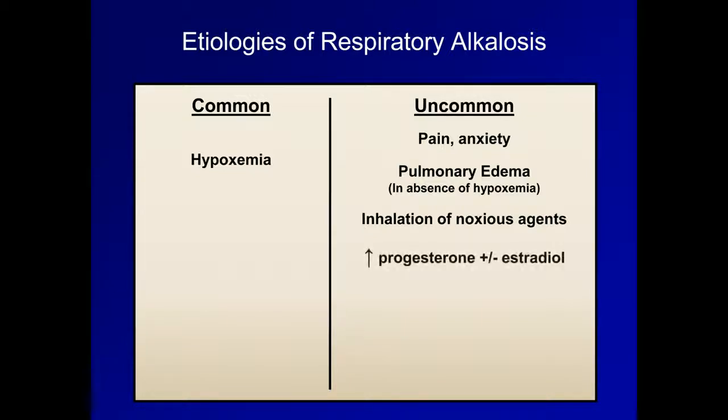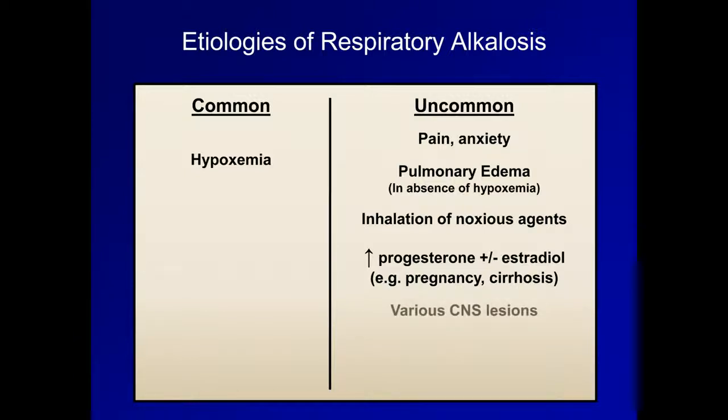Elevated levels of progesterone can lead to respiratory alkalosis, while elevated levels of estradiol are believed to increase the number of progesterone receptors in the CNS and can thus contribute to this mechanism. Causes of elevated progesterone include pregnancy and cirrhosis.